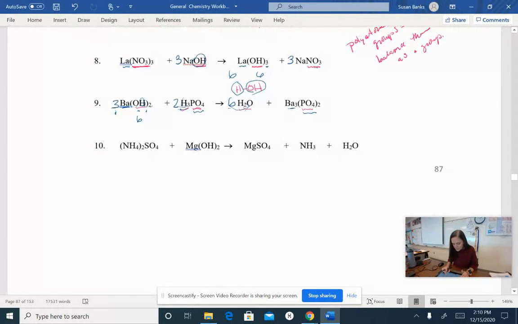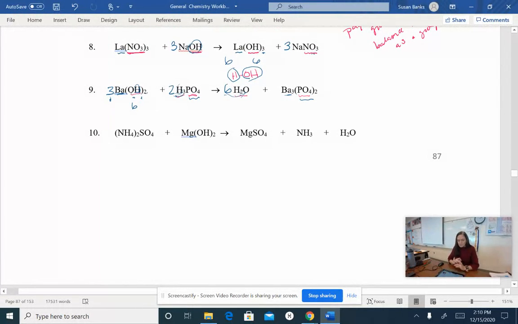All right, next we have ammonium sulfate and magnesium hydroxide, giving us magnesium sulfate and ammonia and water. So this is a little bit more complex. So let's look at what stays the same on both sides of the equation. We have sulfate staying the same and magnesium. So we're going to start with those. I have 1 sulfate group here, I have 1 sulfate group here. So we're okay. And I have 1 magnesium here and 1 magnesium here.